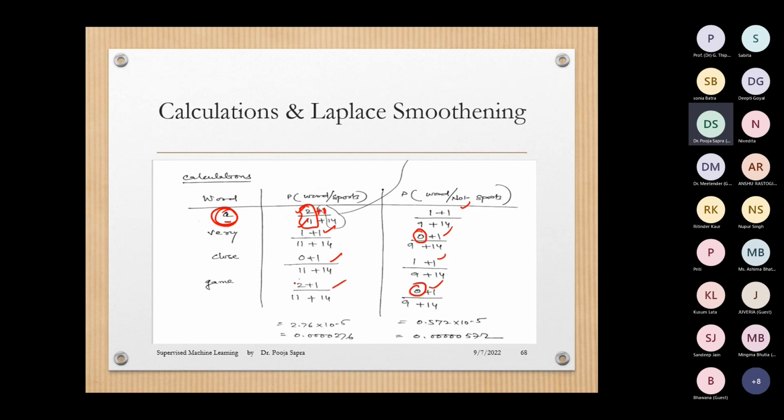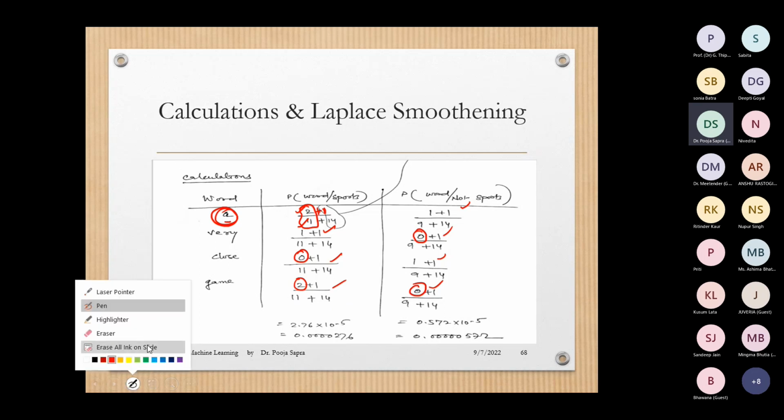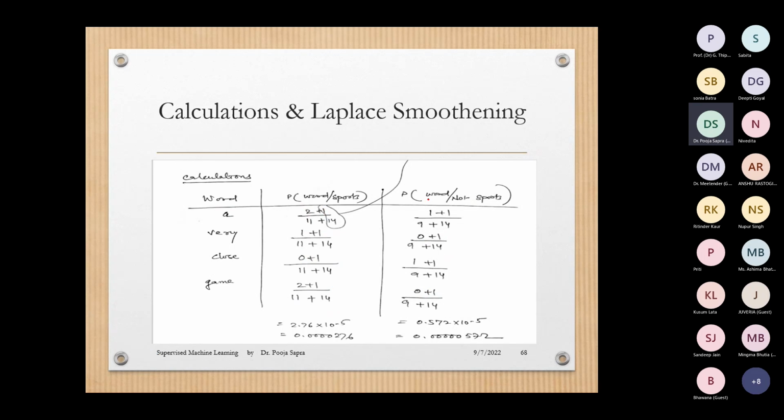Because if it is 0 by 9 or 0 by 11, the answer would be 0, and that is not actually what we want. If everything becomes 0, we will not be able to evaluate, right? So I am adding 1 to the numerator and 14 to the denominator, because I have a total of 14 unique words in the given text. Is this clear? So this is called Laplace smoothing.